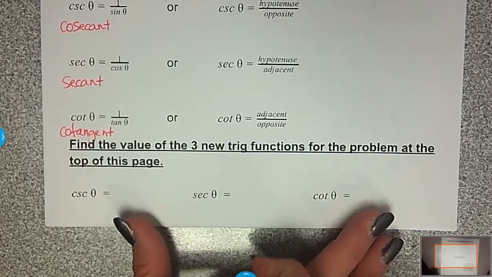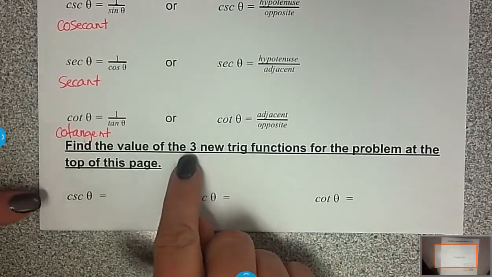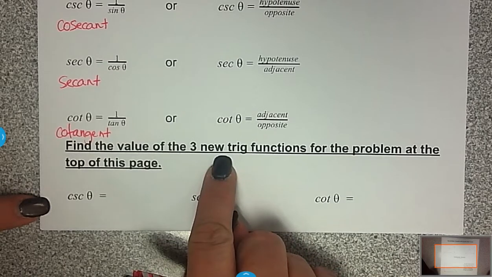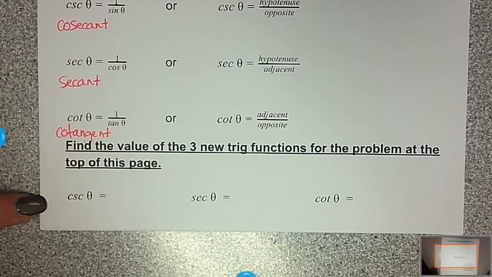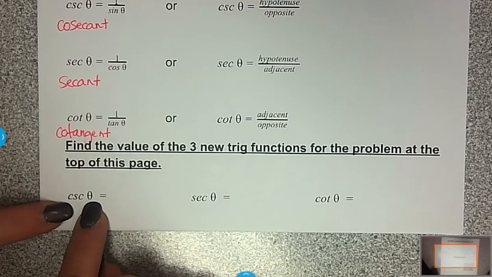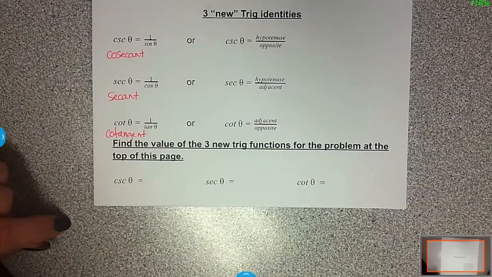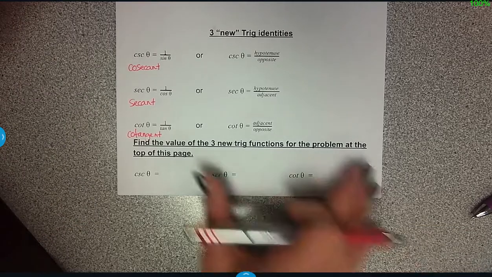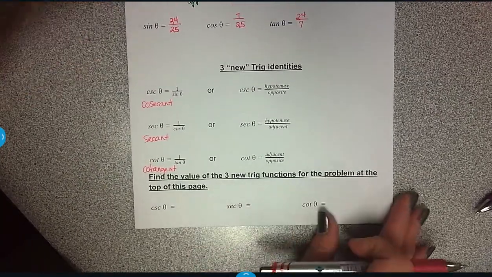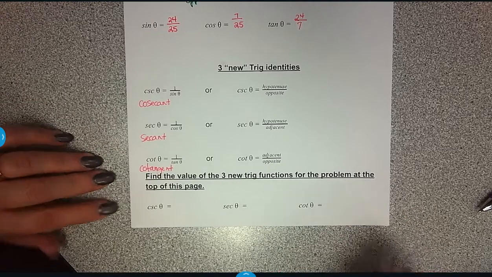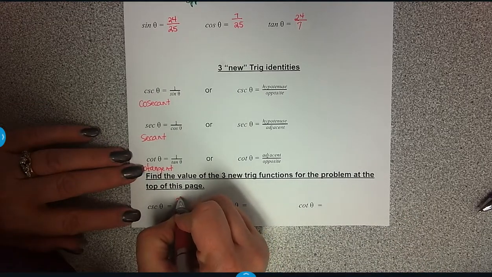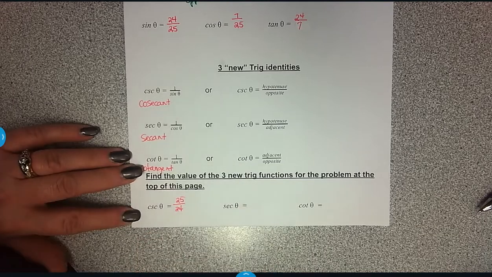So now what we want to do is we want to find the value for these 3 new trig functions for the problem we did at the top of the page. So I want the cosecant of theta. Well, remember, cosecant is your sine flipped. So at the top of the page, my sine was 24 over 25. Let's make this smaller so we can see the top maybe. There we go. The sine was 24 over 25, so when I flip that, my cosecant is 25 over 24.